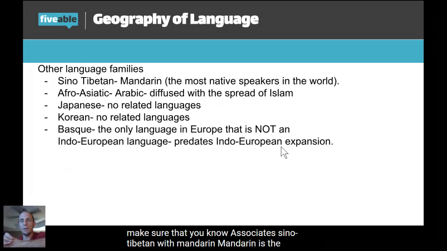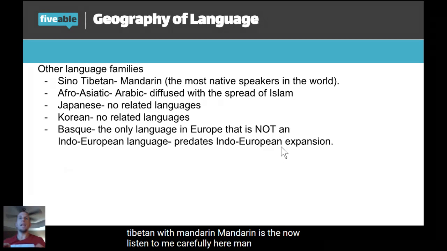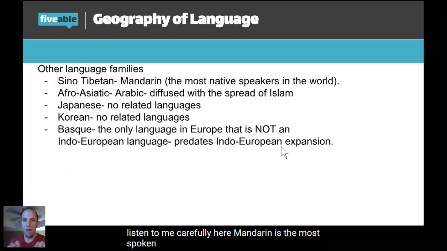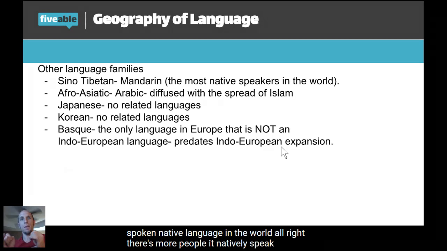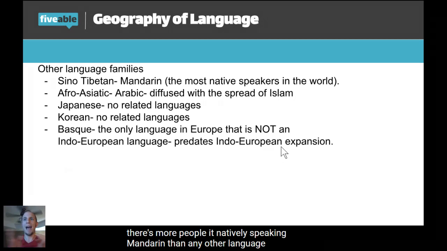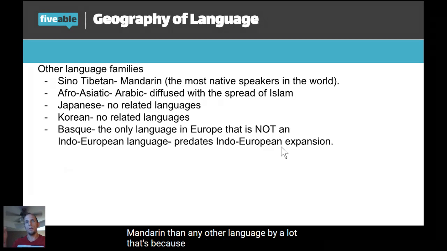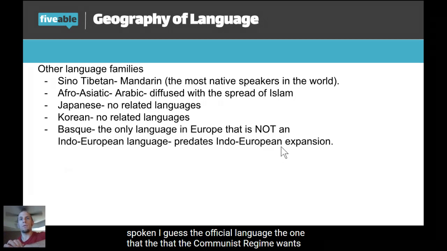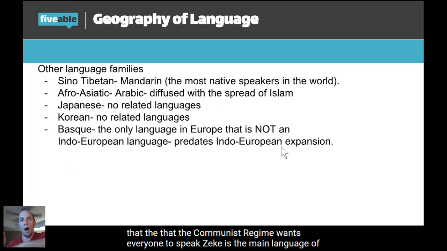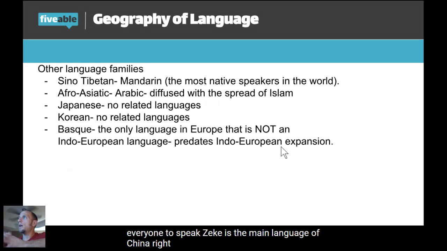Mandarin, now listen to me carefully here. Mandarin is the most spoken native language in the world. There are more people natively speaking Mandarin than any other language by a lot. That's because Mandarin is the main language spoken, I guess the official language, the one that the communist regime wants everyone to speak. It's the main language of China, right?